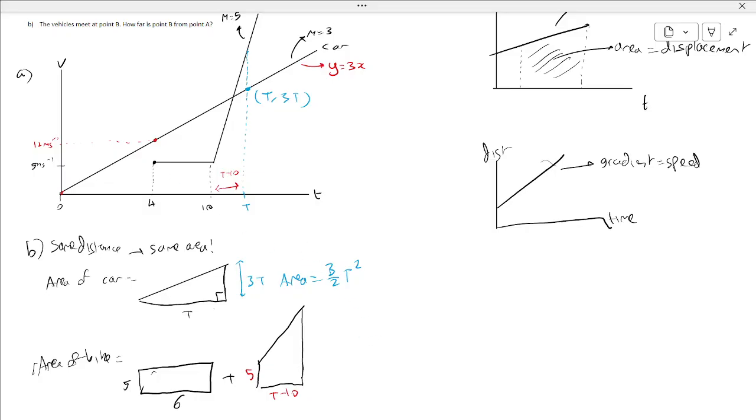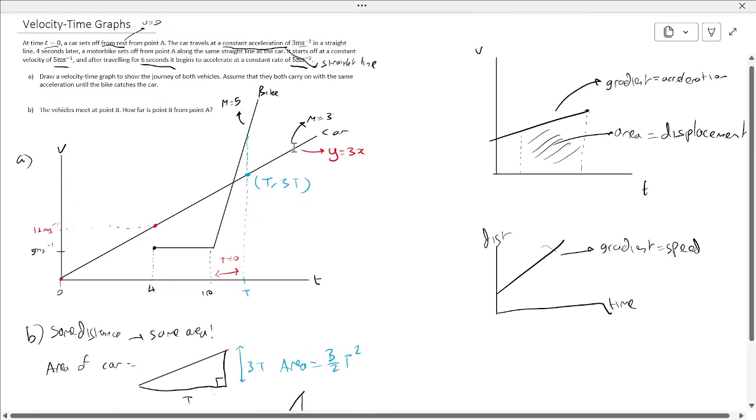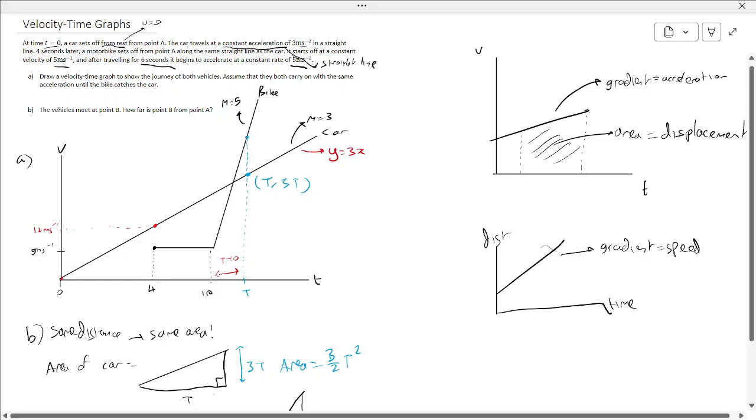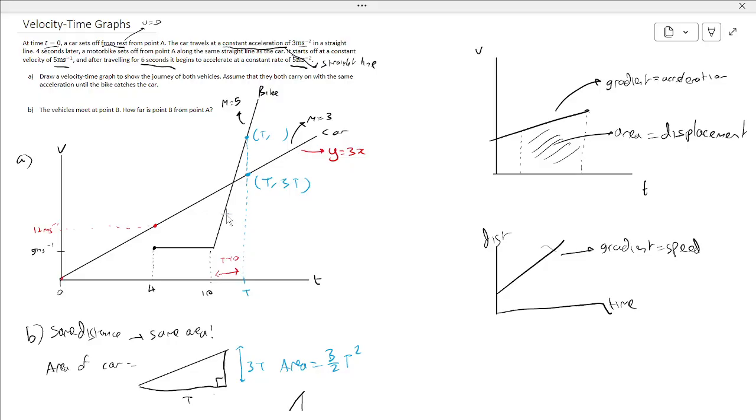And same trick we did with the car, to find the final height here of this trapezium, we want the speed, or the final velocity. It's going to be the y-coordinate. So what's the y-coordinate? Well, I'm going to find the equation of the line first. So I want this point here. What's the y-coordinate? I'll go in blue. We'll do the equation of this line.